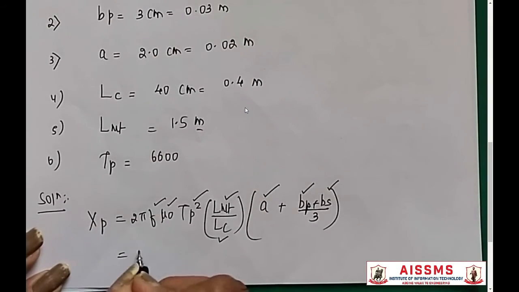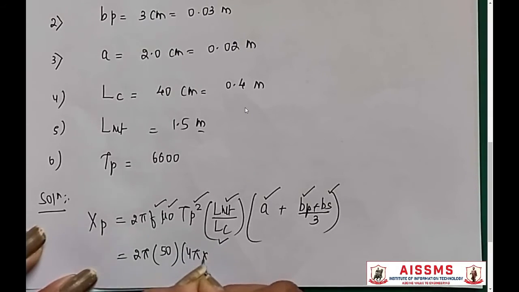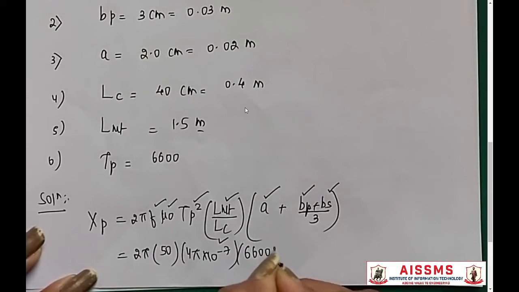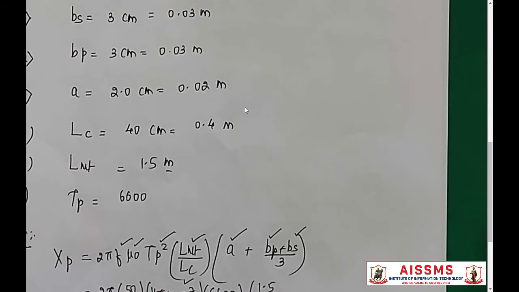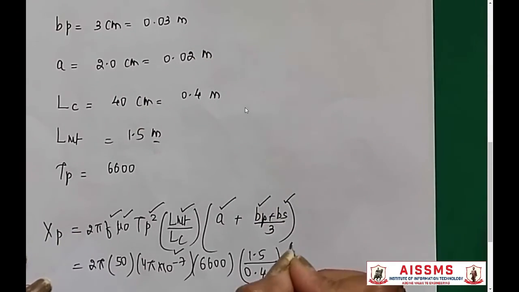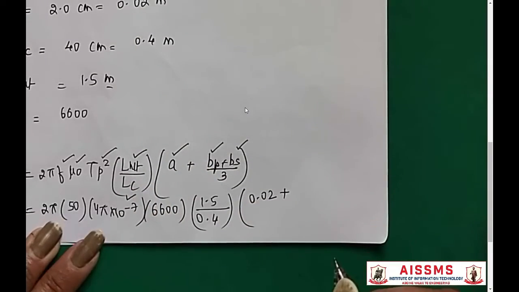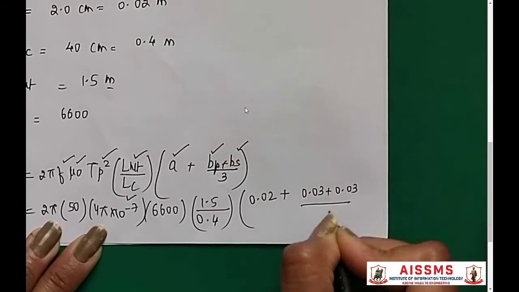So it will be 2 pi, frequency is 50 Hertz, mu naught we already know is 4 pi into 10 raised to power minus 7. Number of primary turns is 6600. LMT is 1.5 meter. LC is 0.4 meters. A is 0.02 plus BP is 0.03 plus BS is also 0.03 upon 3.